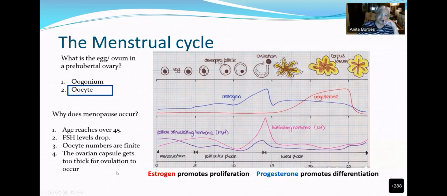So come on, Ruta. If you were paying attention to Dr. Bhupesh, the answer is very obvious. Oocyte numbers are finite. Yes, the oocyte numbers are finite. If the oocyte numbers are finite, no matter how much FSH you have in the system, there is no development of a follicle. Therefore, there is no estrogen, therefore there is no stimulation of the endometrium, and you have menopause. If you have a stable level of estrogen and progesterone with minor variations which are not enough to do anything, then you get menopause.